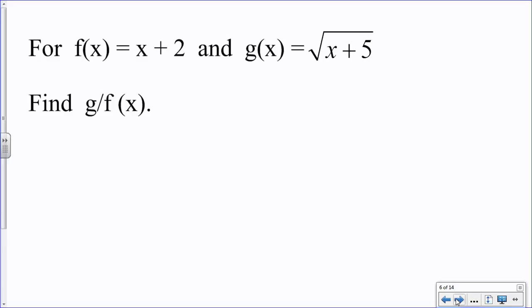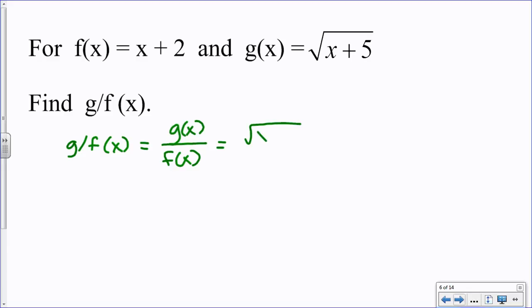Okay, so notice that this is g divided by f of x. So this is going to be, the g is on top this time. So g of x over f of x. So square root of x plus 5 over x plus 2. So here's the quotient part. Now we'll talk about the domain.